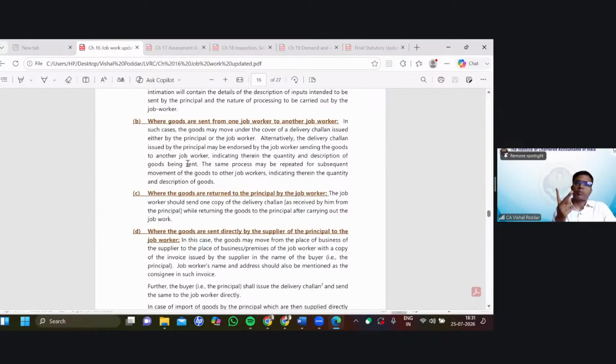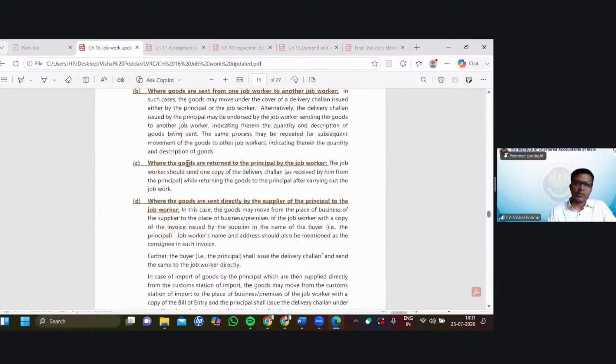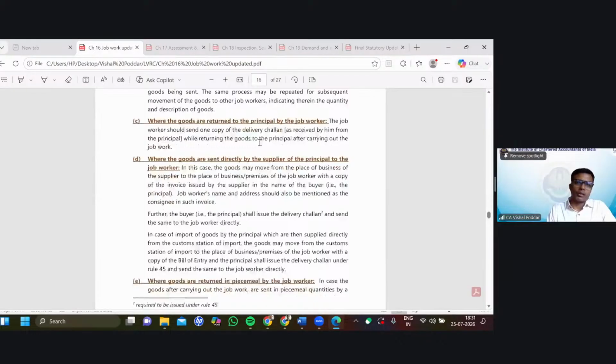So we had sent 2 copies of delivery challan. 1 copy is for job worker. The second copy, which he was supposed to return back to me, now instead of returning back to me, he will forward it to the other job worker. The same process may be repeated for subsequent movement to other job workers, indicating the quantity.